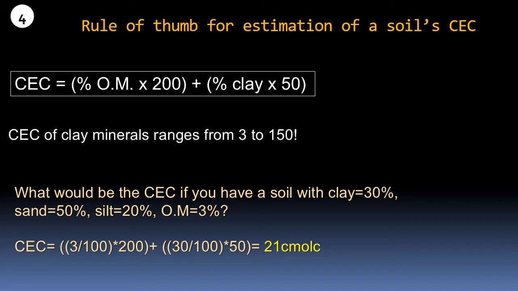So CEC would equal the percentage of organic matter times 200, plus the percentage of clay times 50, and that would be almost 21 centimole per kilogram in this soil. So that's the unit. Easy example, right?